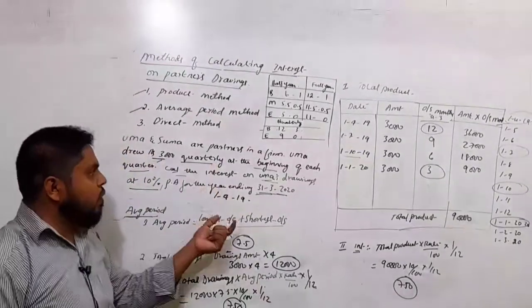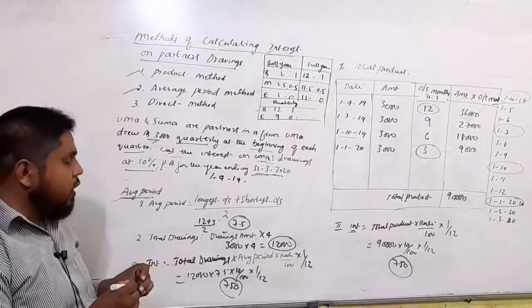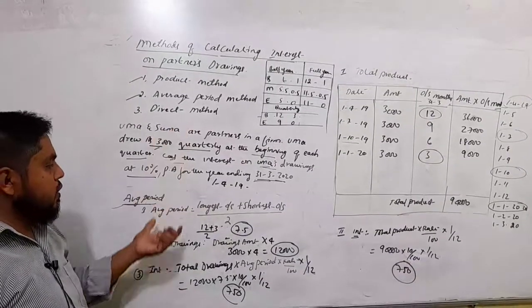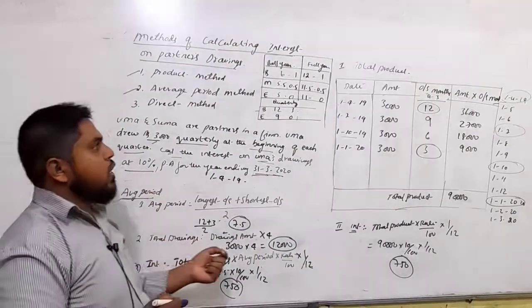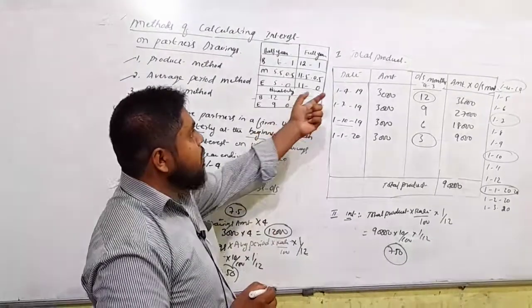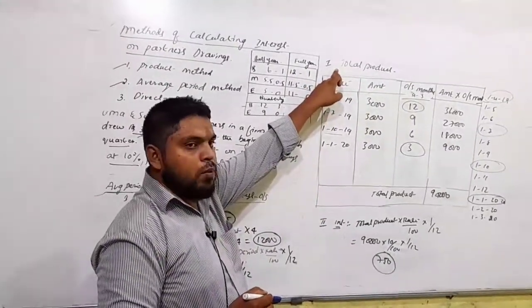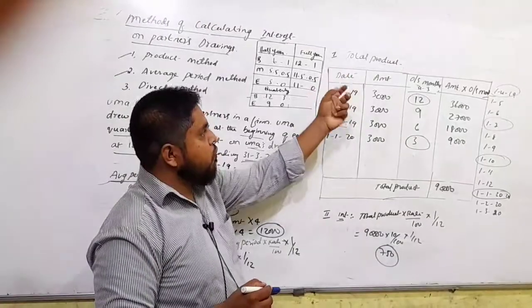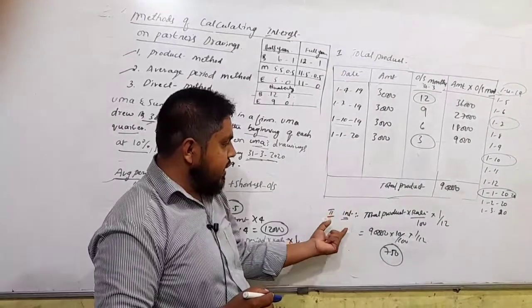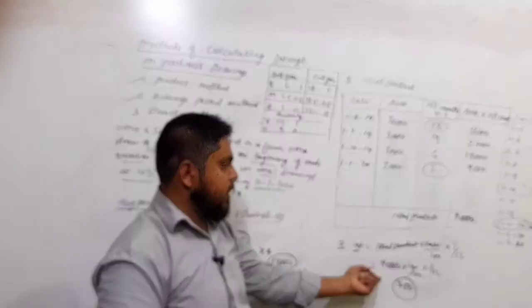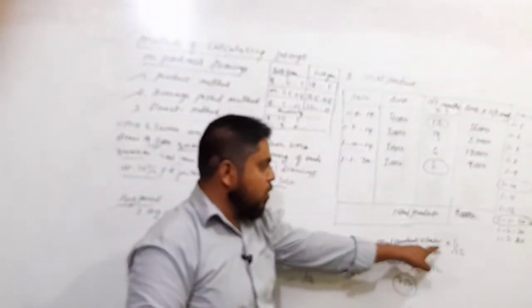So this is the simple way to find out the interest on partners' drawings. So once again I will repeat. Under the product method, first we have to find out the total product. So total product we have to find out with the help of this table. And second step, you have to find out the interest here, that is total product into rate into 1 by 12.